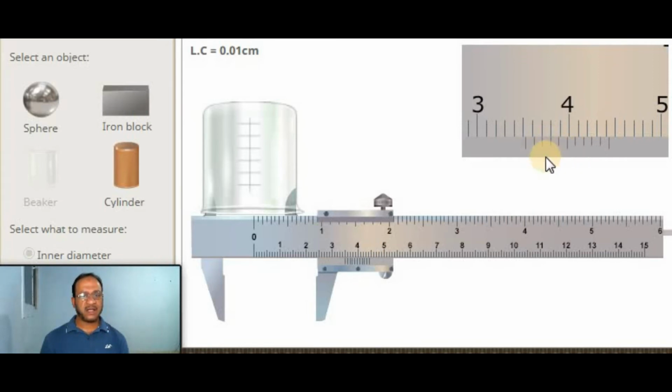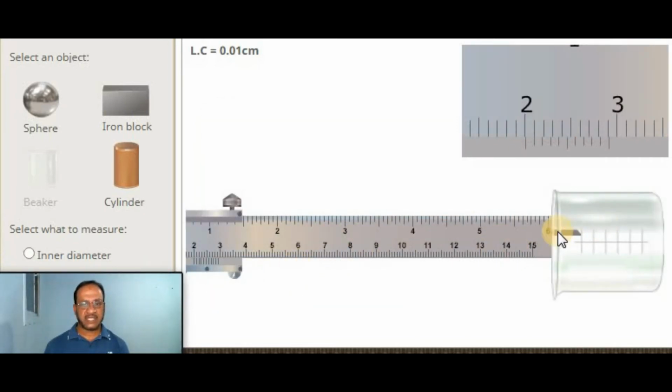Now we'll find the depth of the beaker. To find the depth of the beaker, we should keep this at the back side, and the strip should be adjusted touching the bottom of the beaker, and we can take the measurement from the same area, from here itself. Now the beaker is kept at the back side, and the strip should be adjusted so that it touches here at the bottom, and we can take the reading from here.